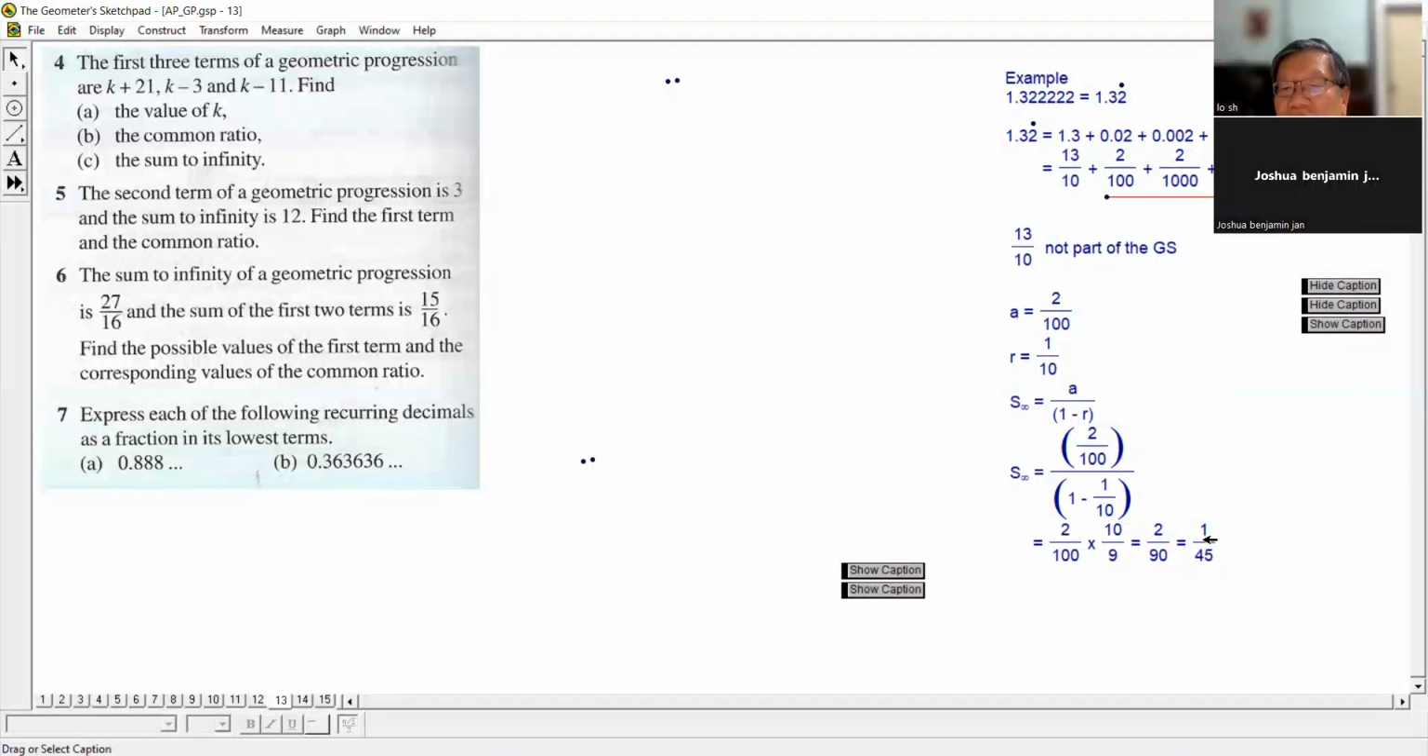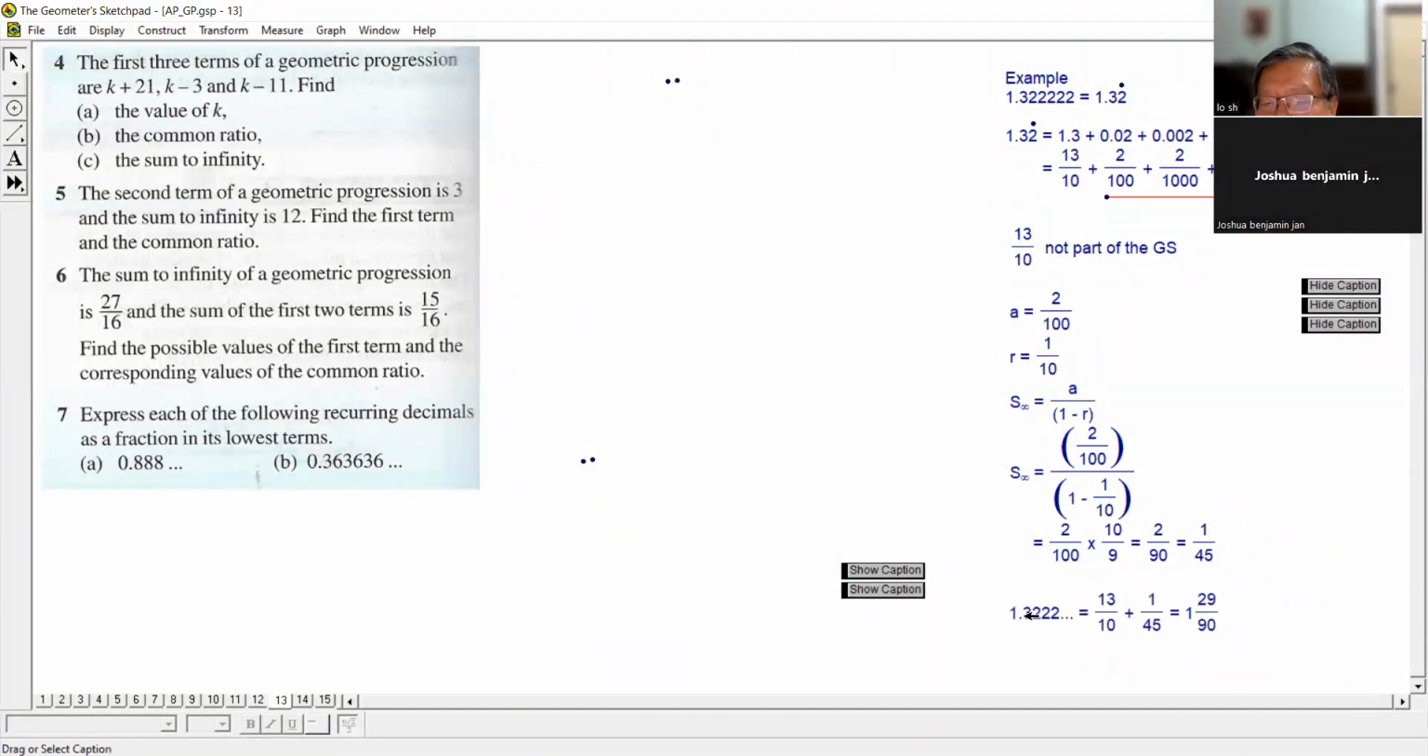Now, try to use your calculator. Take 1 divided by 45 and see what the answer is. It's 0.022222. Ah, correct. But this 1 over 45, 0.02222, is only the number behind. If we include the number in front, what is the value?